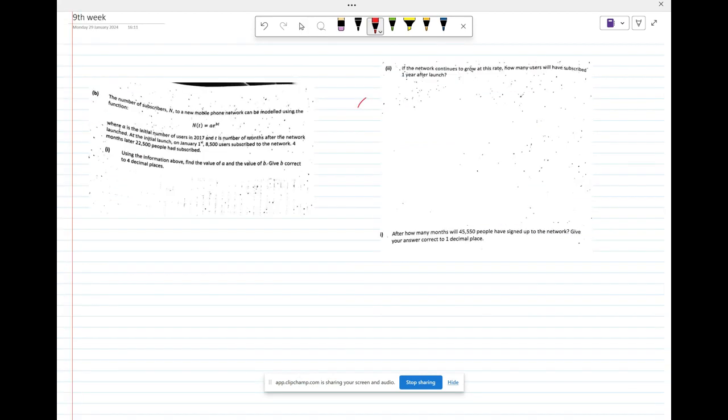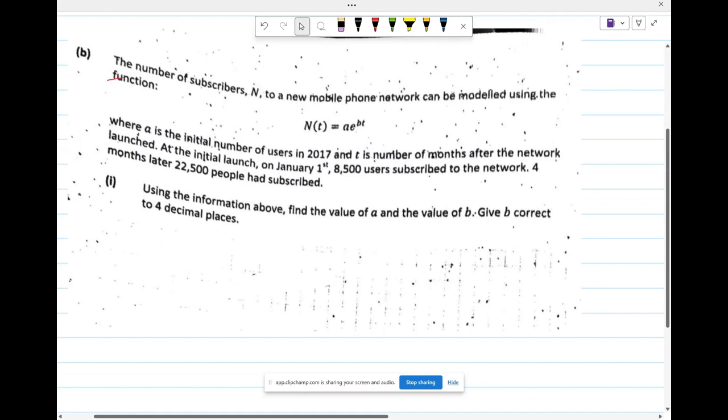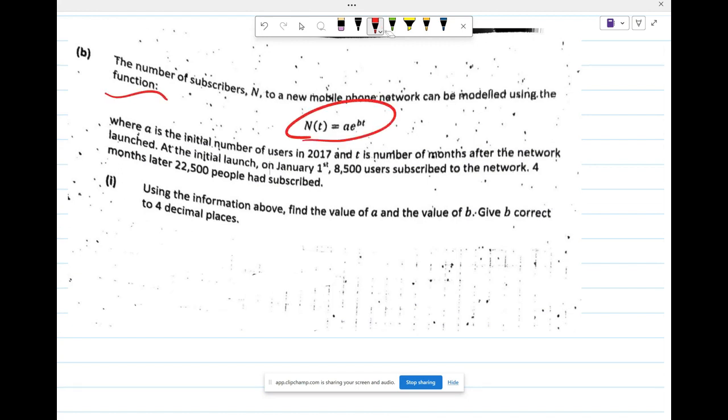Next question, again very similar, and you begin to notice trends like this, where certain questions tend to be asked in certain ways. It says, the number of subscribers n to a new mobile phone network can be modeled using the function. This time they've told us it's a function, and now we understand that this is our output and this is our rule. We're going to sub in something for t and get some number of subscribers, n. And it says where A is the initial launch of users.